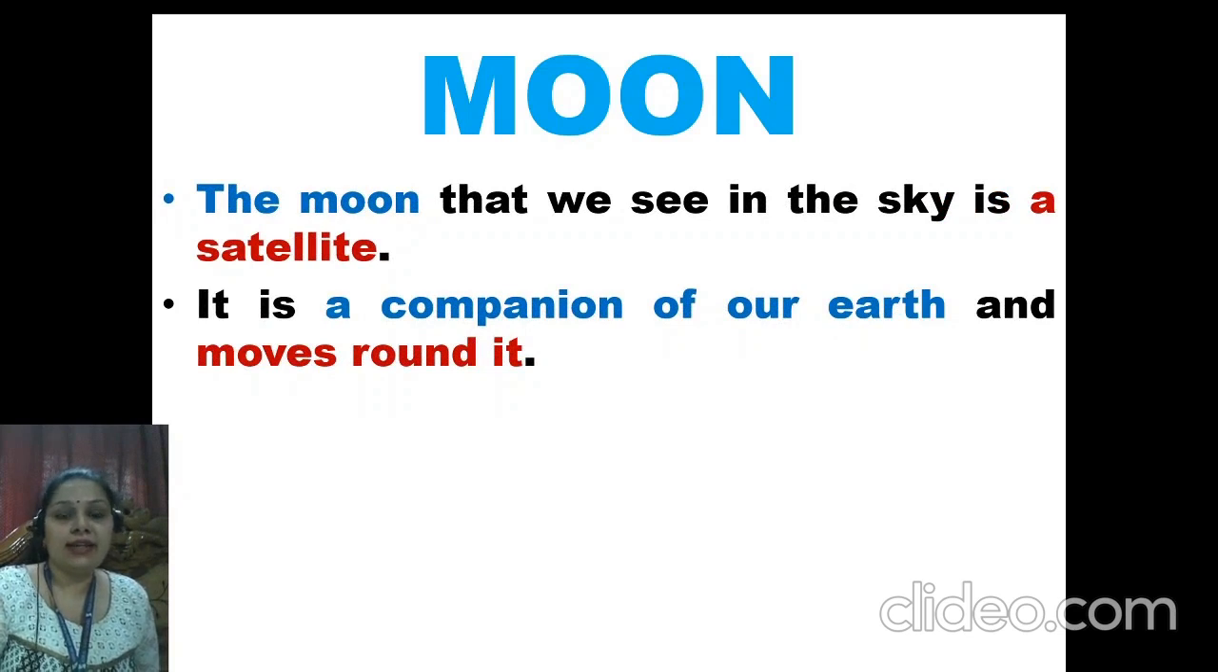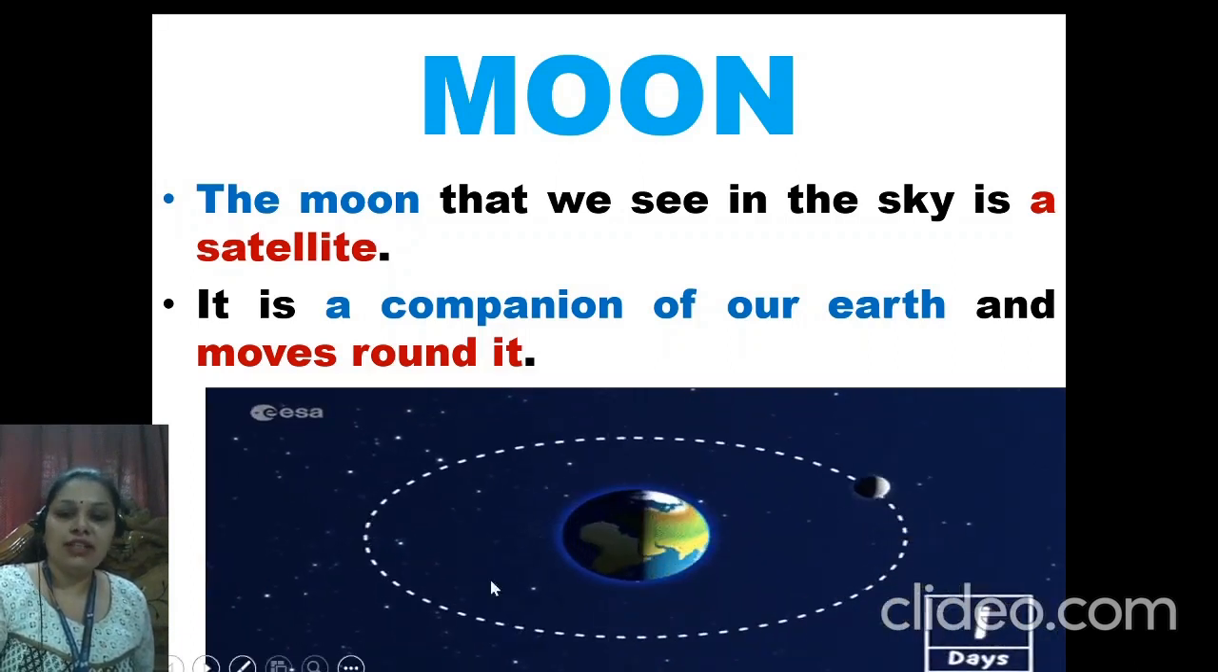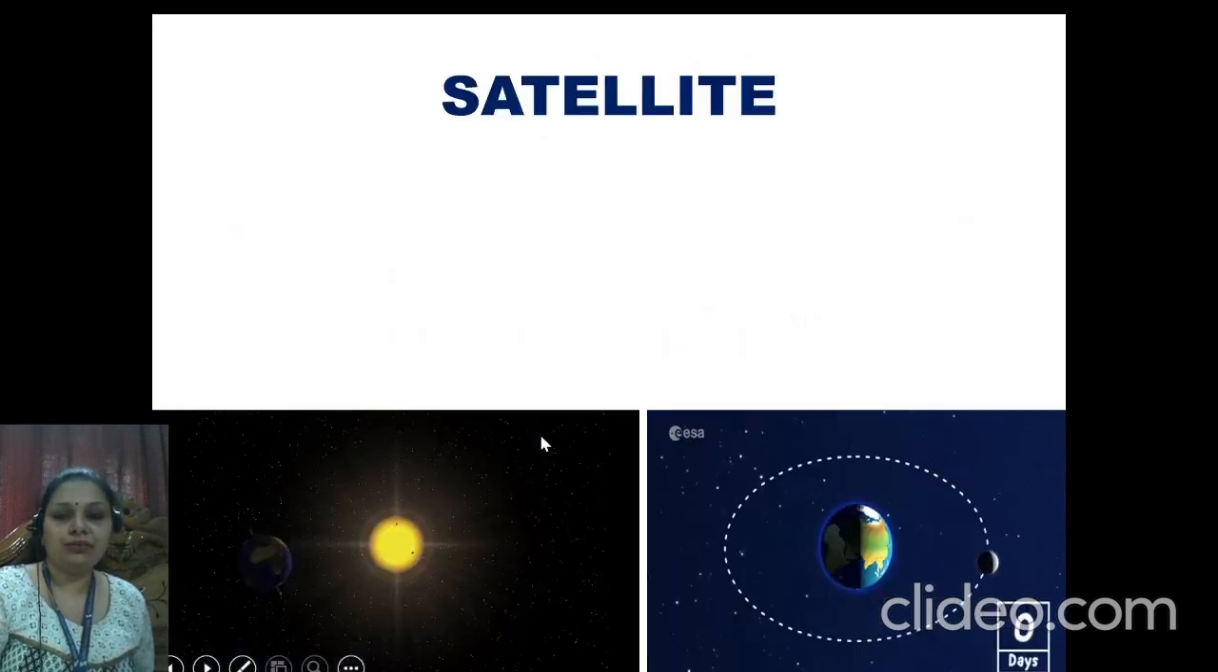So what is a moon, students? It is a satellite. Now the question will arise in your mind, ma'am, if the moon is a satellite, what is a satellite? I will tell you in another slide. It is a companion of earth and moves around it. So the moon always moves around the earth. You can see in this picture how the moon is making a round of the earth, how it is revolving around the earth. So the moon is a satellite and it is a companion of earth which moves around the earth.